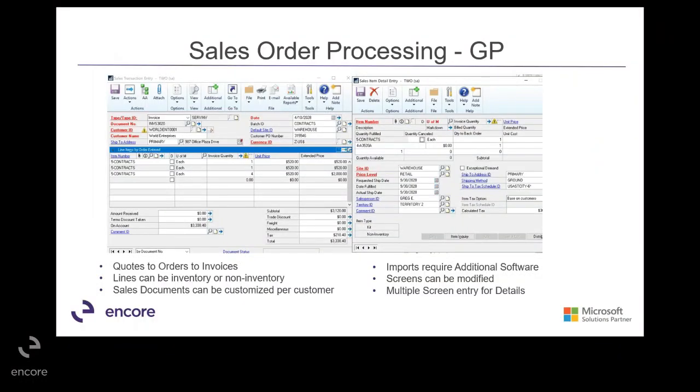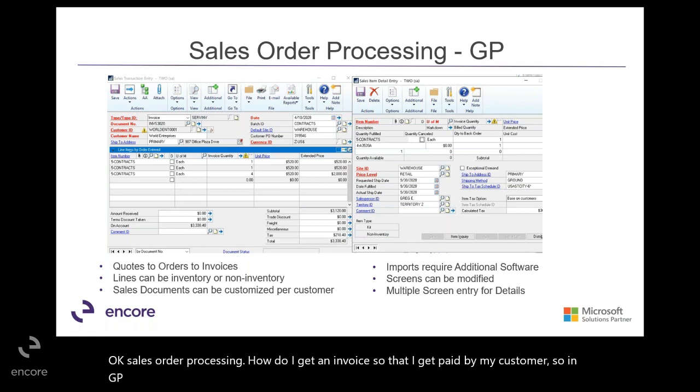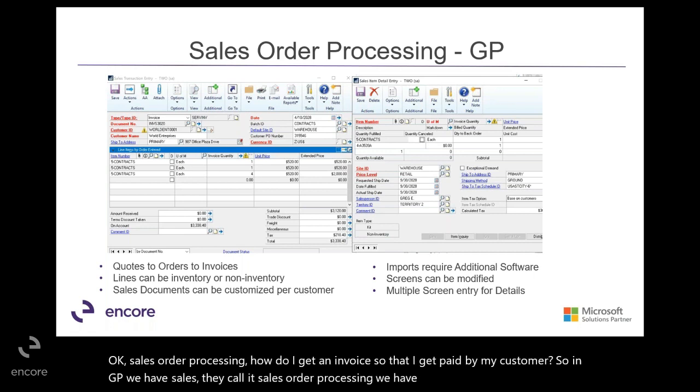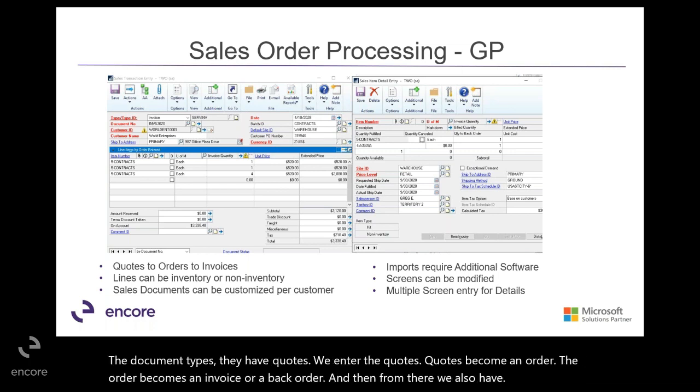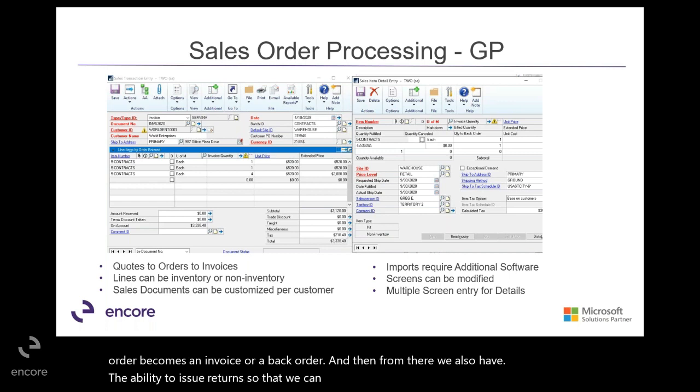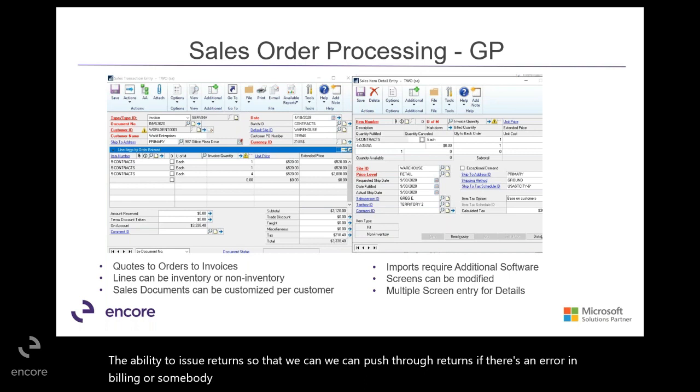Okay, sales order processing. How do I get an invoice so that I get paid by my customer? In GP, we have sales, which they call sales order processing. We have different document types: quotes, which we enter, and quotes become an order, the order becomes an invoice or a back order. And from there, we also have the ability to issue returns so that we can push through returns if there's an error in billing or somebody returns some product to us.